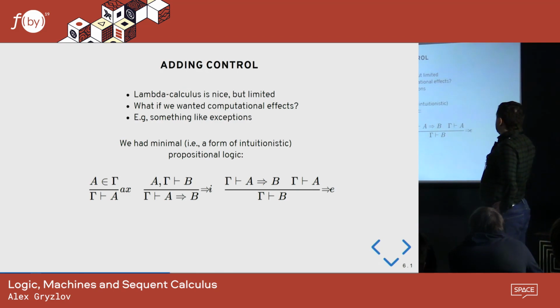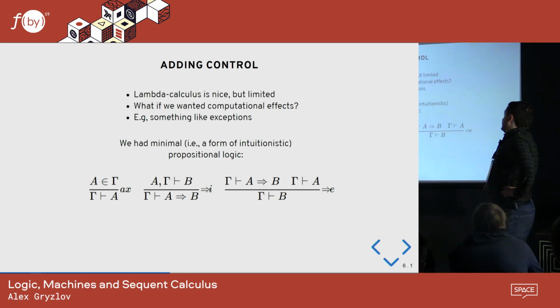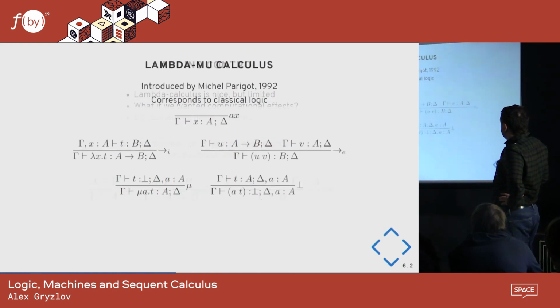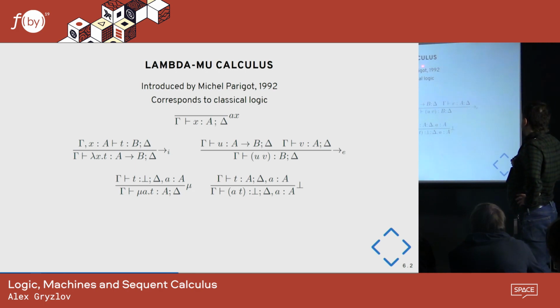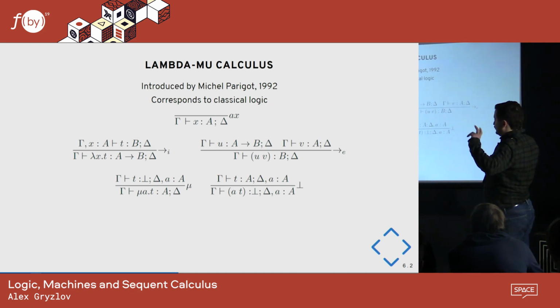Yeah, so lambda calculus, as was said before, is nice, but kind of limited in its scope. So what if, for example, we wanted something like effects? The most general class of effects is the so-called control effects, of which the example is exceptions. So before we had these 3 rules. Now we add 2 more rules. So this is the so-called lambda mu calculus. It was introduced by Parigot, I think this name is pronounced, in '92. And the idea is that it corresponds to classical logic. So lambda calculus corresponded to minimal or intuitionistic or constructive logic. And this thing corresponds to classical logic.